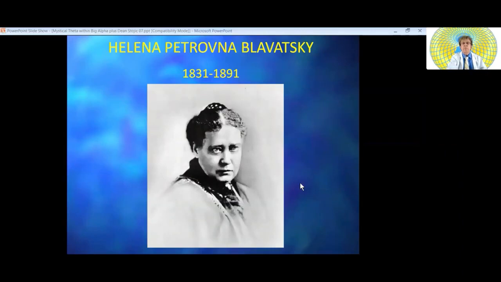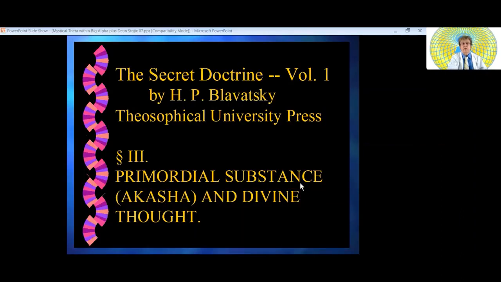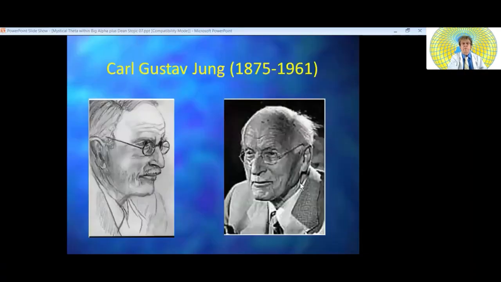Helena Petrovna Blavatsky, you can see her here. She founded the Theosophical Society and the Theosophical University Press. And they did a lot of work with the primordial substance, Akasha, and divine thought.